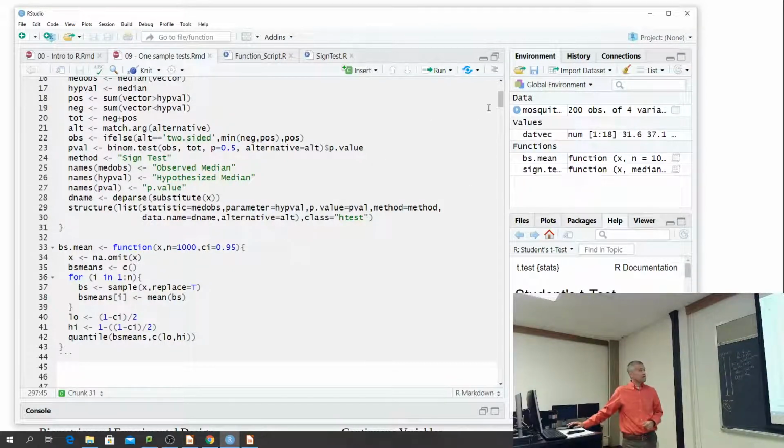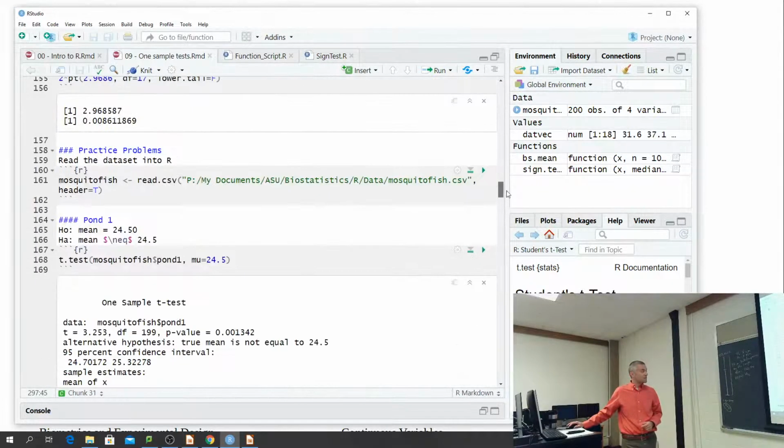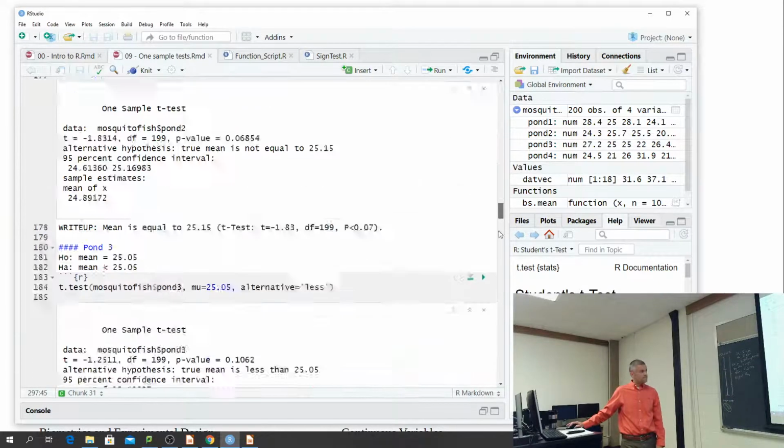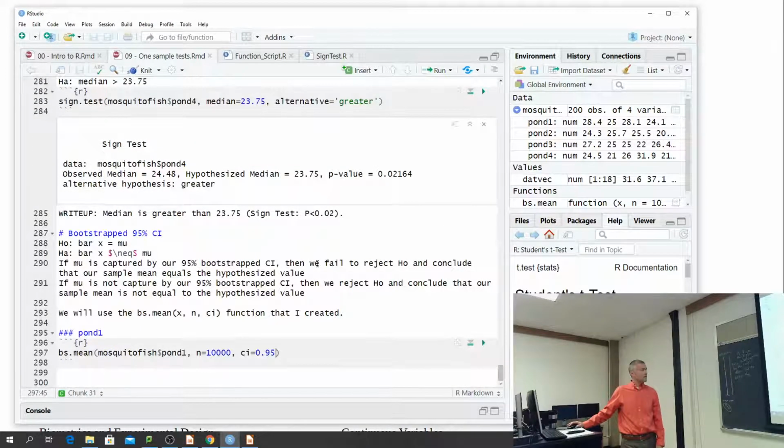So it's run, and I also ran my data import for mosquito fish. This was my read.csv line. So I have the mosquito fish data set, and I've got pond 1, pond 2, pond 3, pond 4, and so forth. And then I've got my bootstrapping.